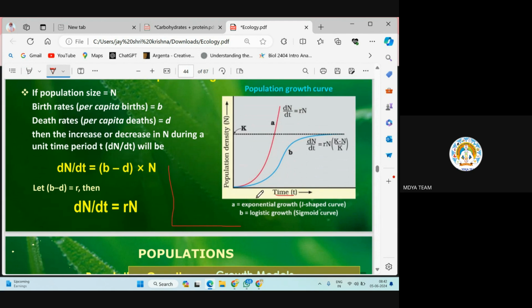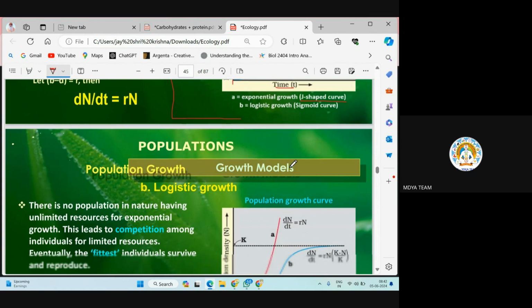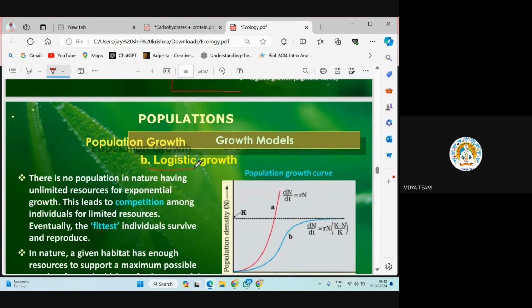If this is time, this is population density or population. So with time, it will increase like this because 2 to 4, 4 to 8, 8 to 16, 16 to 32, 64, 128 to 256. It will go like that. So there is no barrier to stop that increasing population. This is known as exponential growth or J-shaped growth curve. So just remember this graph type. Other graph type is sigmoid growth curve and it is known as logistic growth curve.